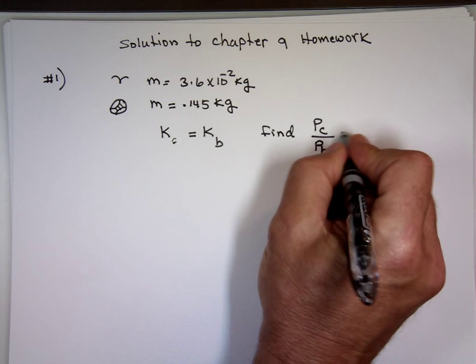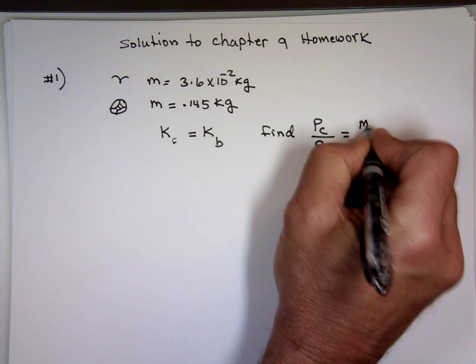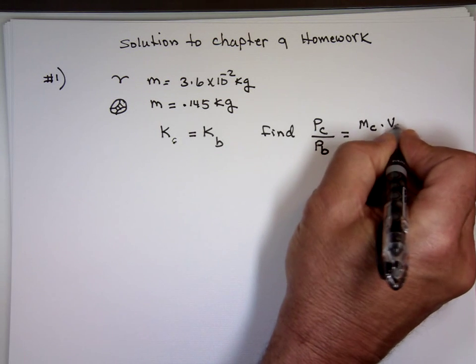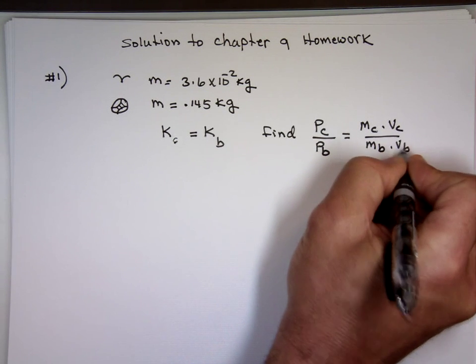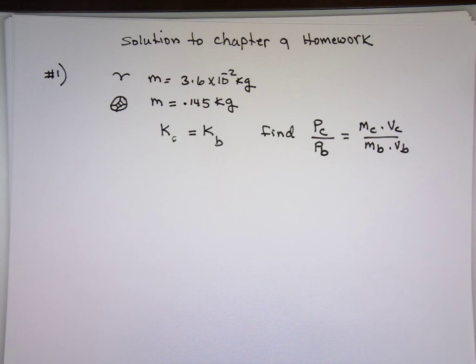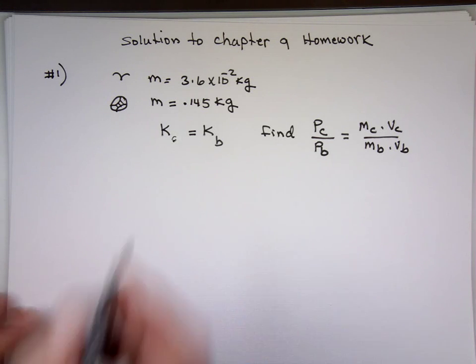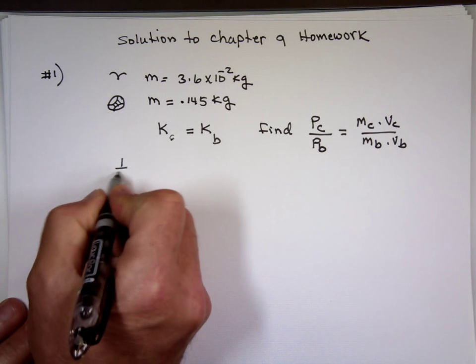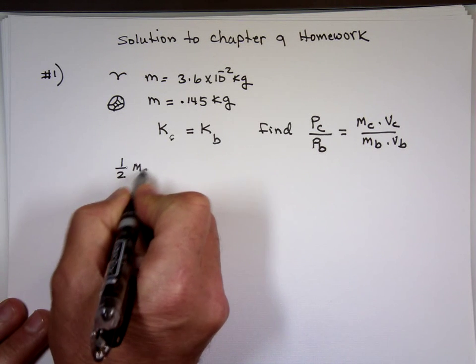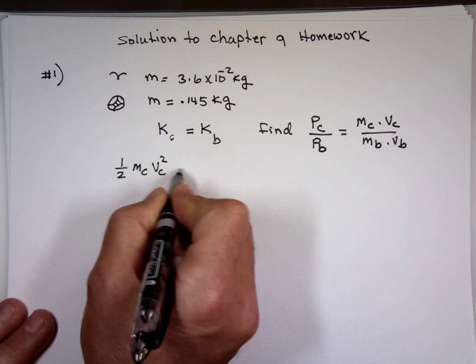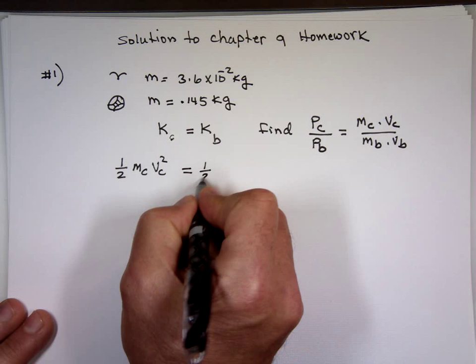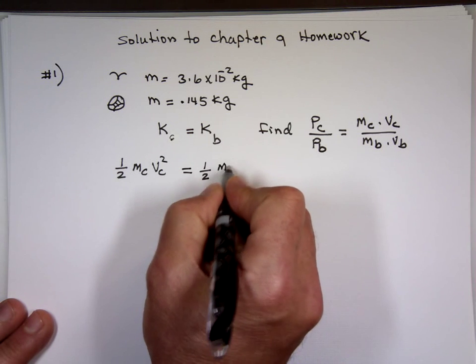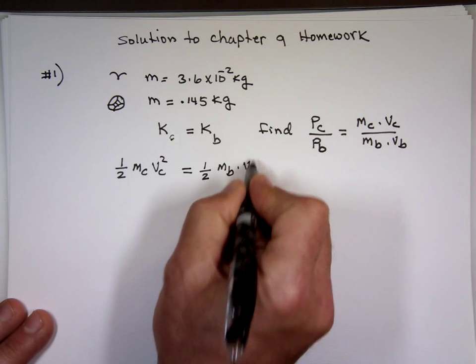Well, linear momentum for each one is the mass of each one times its velocity. The problem is I don't know the velocity of either one, but I know the kinetic energy. Well, the kinetic energy for the bird is 1/2 the mass of the bird times the velocity of the bird squared, and it equals 1/2 the mass of the baseball times the velocity of the baseball squared.